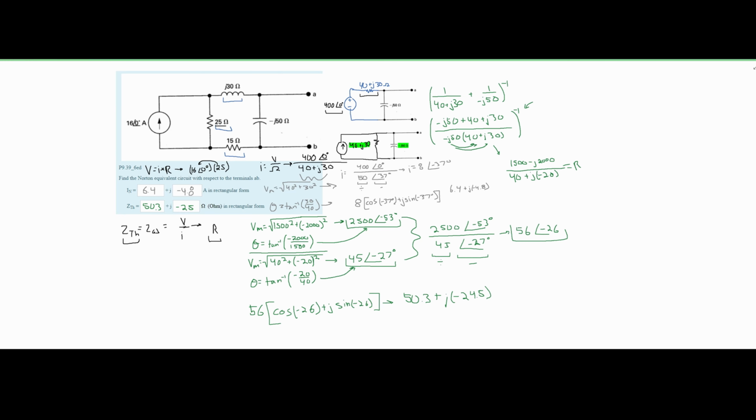And that's how you would go about solving this problem. First thing we did was this part up here, and that's for our IN, and then the part in green is for our ZTH.